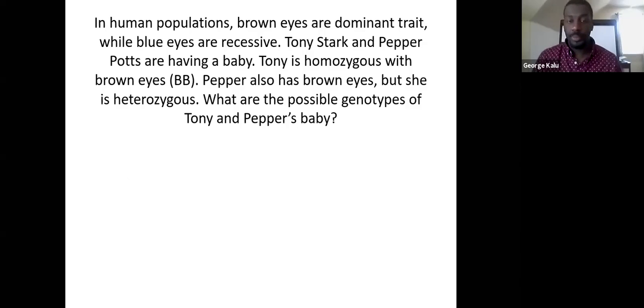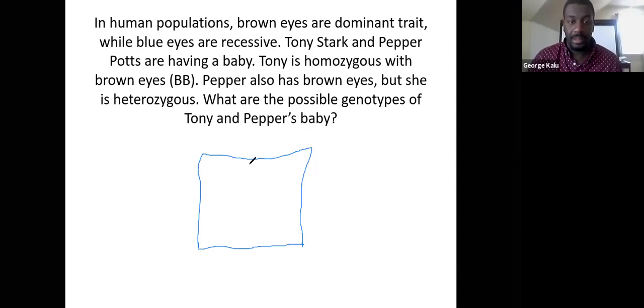Okay, so same situation. We're going to try to identify the possible genotypes of their possible baby. So what we're going to do here is draw our Punnett square. And I'm going to see if I can do this effectively on here. So here we have our Punnett square. Oh dear, let's try that again. Okay, so there's our Punnett square.